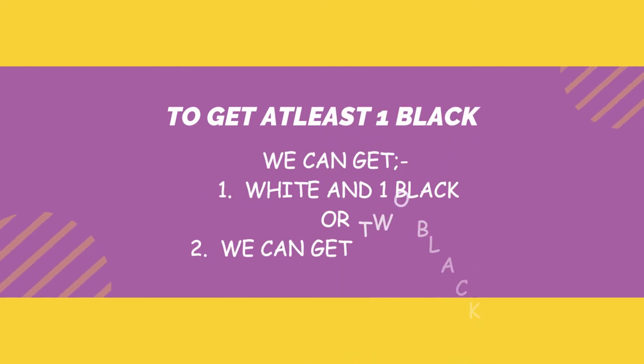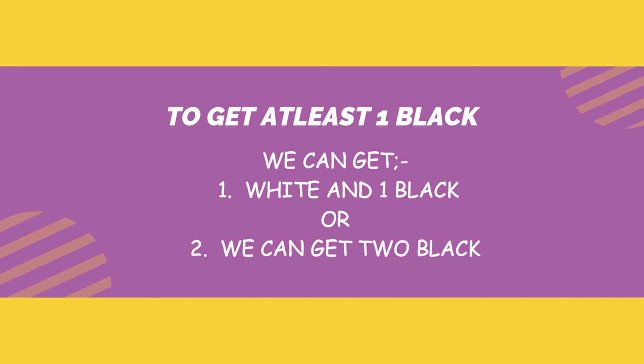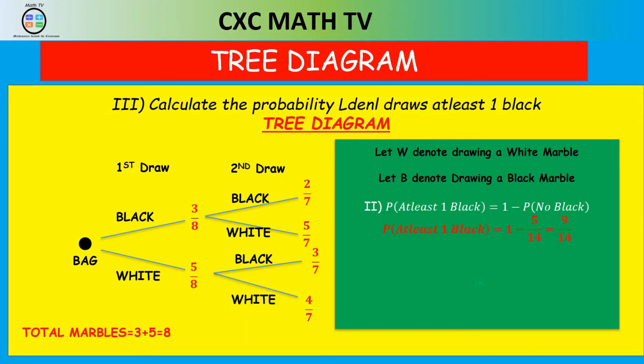Now the probability of drawing one black: we can either go black and then white, or white and then black. If we go black then white, that would be 3 over 8 for black on the first draw, times 5 over 7. But if we went white first, that would be 5 over 8 times black 3 over 7. Those are the same two things, so we can just write 5 over 8 times 3 over 7 times 2. That would be the probability of getting one black.